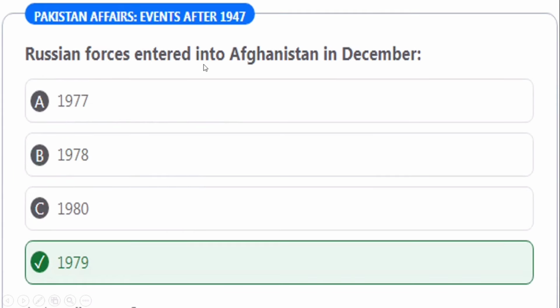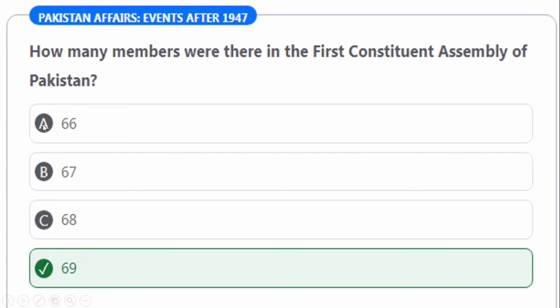Russian forces entered into Afghanistan in December. Right option A, D number, in December 1979. How many members were there in the first Constituent Assembly of Pakistan? Right option A, D number, 69 members.